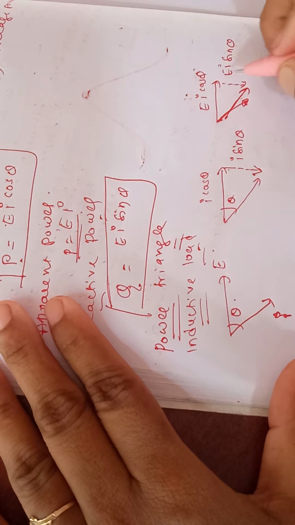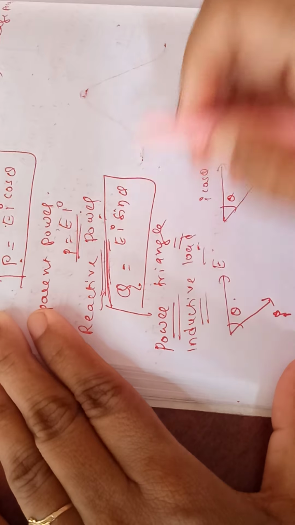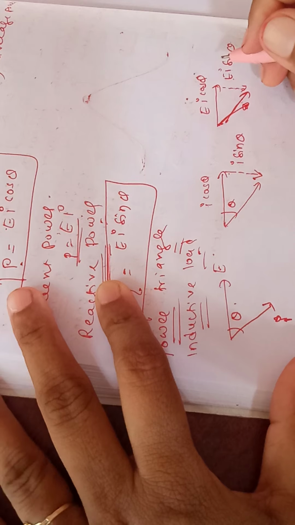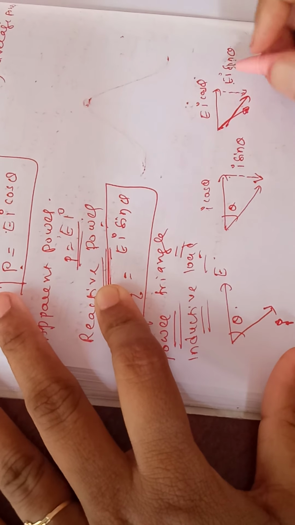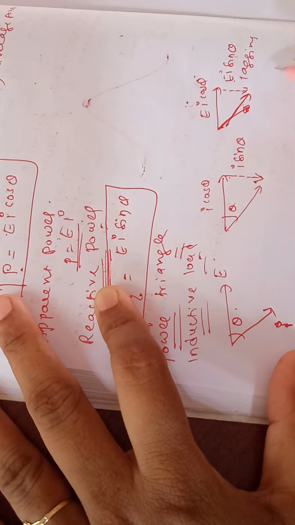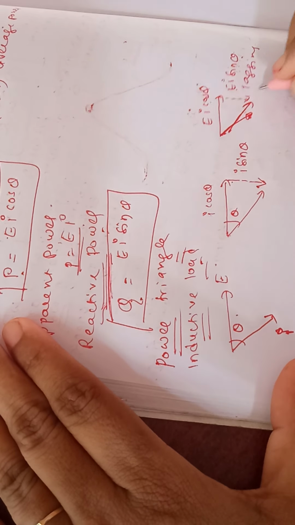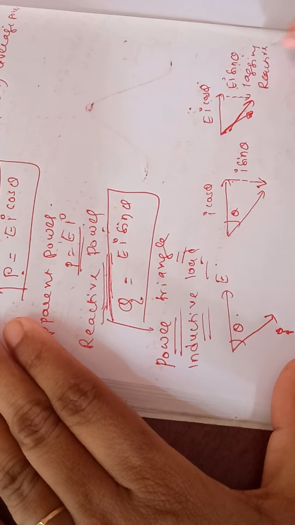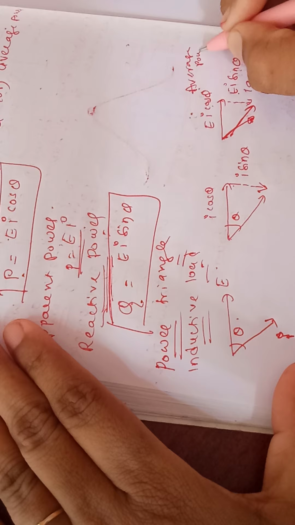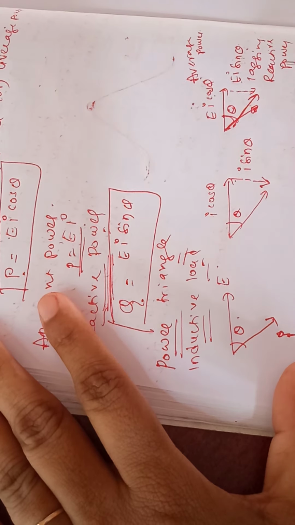Now here EI sin theta is the reactive power, and EI cos theta is the average or true power. So here this is lagging. EI sin theta is lagging behind EI cos theta. This is reactive power, this is average power, and this is the angle theta.